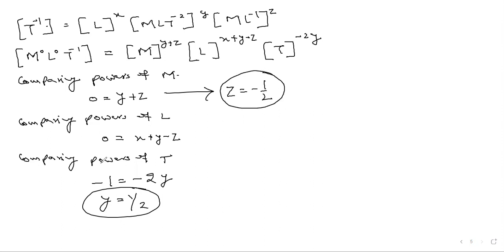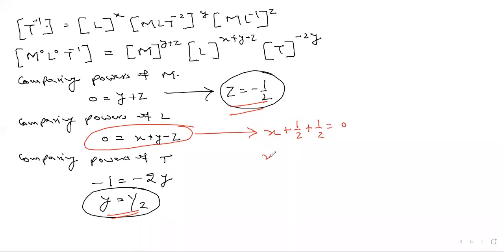Now you can substitute the values of y and z here. So this is x plus 1 upon 2 minus 1 upon 2 plus 1 upon 2, and it is equal to 0. So of course x equal to minus 1. Am I clear in my words?